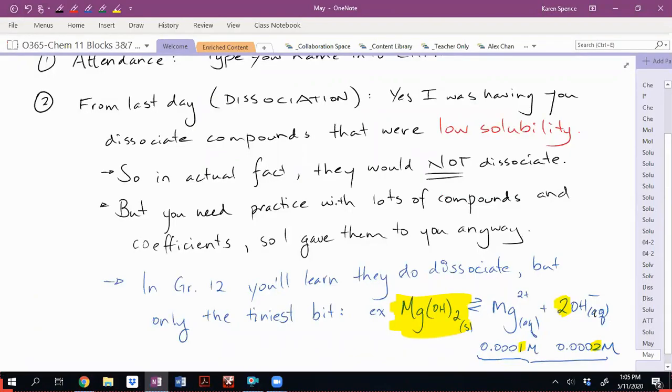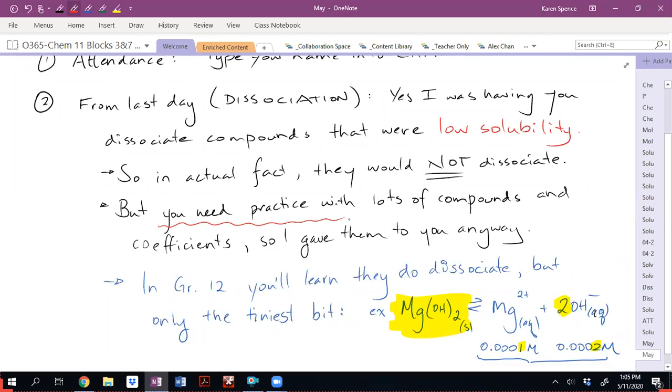At any rate, last day I did have you look at some compounds, and I had you look at dissociating some compounds that were actually low solubility. So in fact, they would not dissociate, they would be solids. And in solids, of course, the ions are bound together, they are not dissociated. However, you need practice with lots of compounds. So I gave them to you even though they won't actually dissolve.